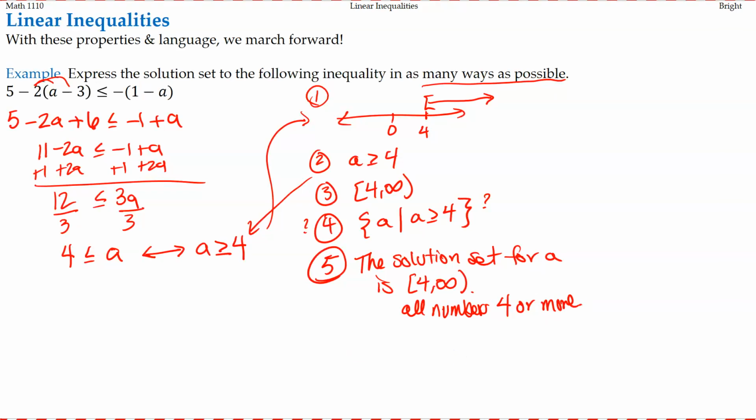Okay, so any one of these ways would satisfy this, but it does say in as many ways, so I came up with 5. Maybe you can do a few more. Okay, variations on a theme here. Big idea here: to solve linear equations, or linear inequalities rather, same process as linear equations. The only thing you need to look out for is if you divide or multiply by a negative, remember to flip the inequality.